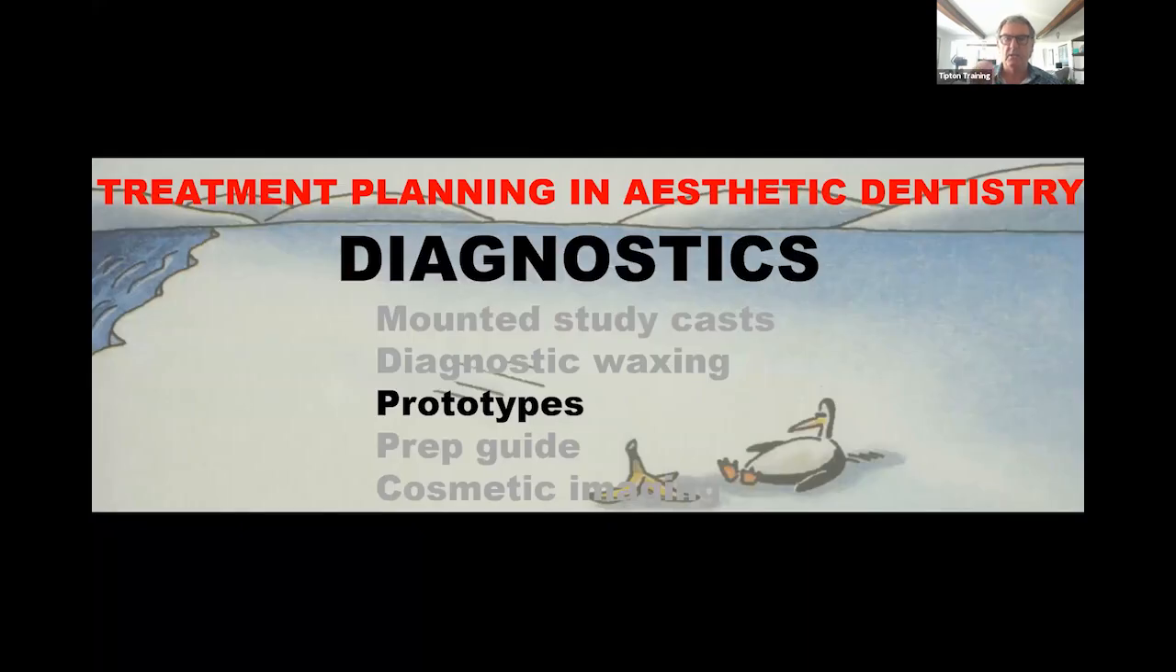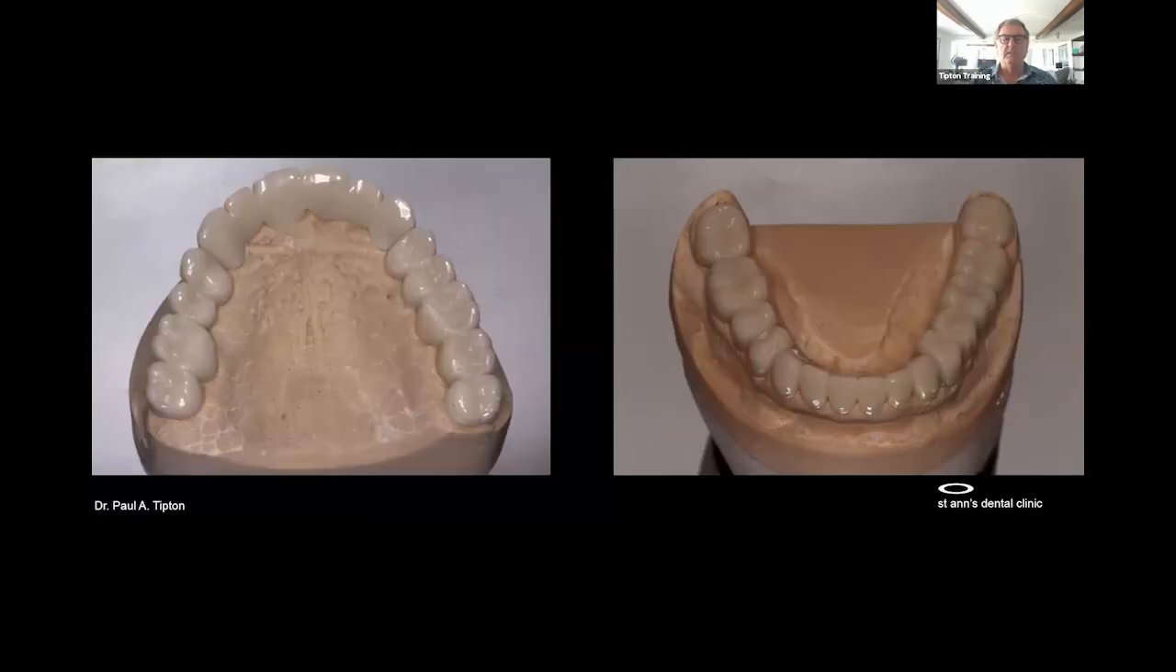So that's our diagnostic wax up. Hugely important, one of the most important aspects. That is doing your full mouth reconstruction in wax, first of all. We then duplicate that into our prototypes. So our prototypes are exactly the same shapes. They are shell prototypes made by our technician, exactly the same shape.